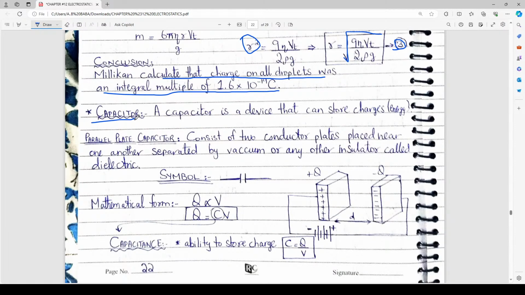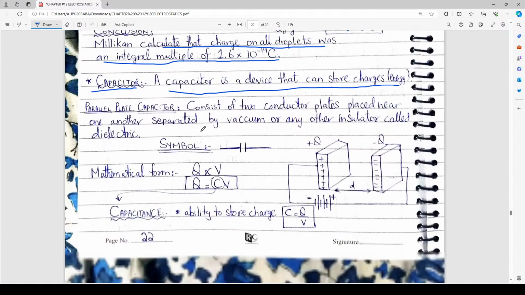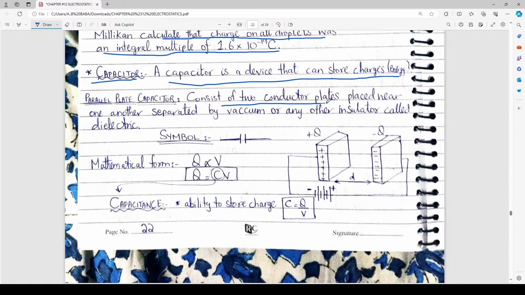Capacitor. A capacitor is a device that can store charges or energy. A parallel plate capacitor consists of two conductor plates near one another, separated by vacuum or any other insulator called the dielectric. Its symbol is simple: draw a straight line and two lines like this and one more line like this.